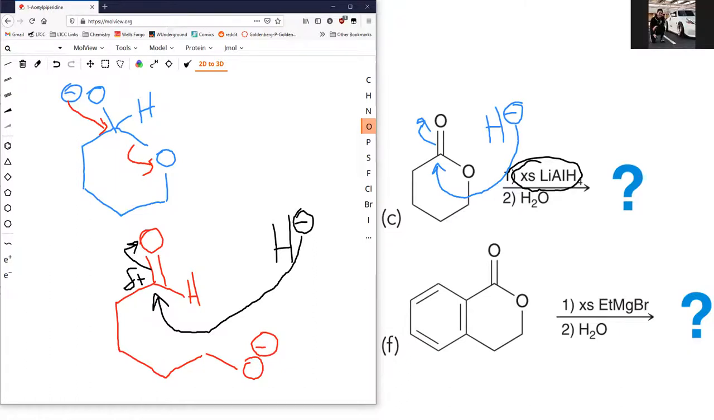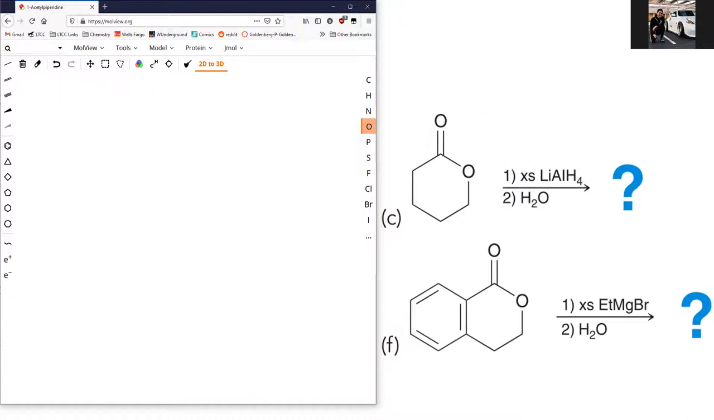All right. And then the mechanism would look exactly the same for F, just with an ethyl group coming in with a negative charge to be our nucleophile instead of a hydride. You'd have it come in, make a tetrahedral intermediate, and then you would break apart this bond here and reform the carbonyl, and then you have a second ethyl group coming in and doing it again. So when the first ethyl group comes in and attacks it, does it already eliminate the pi bond? Yeah, so it'll start by breaking the pi bond, and then it's going to reform the pi bond so that the oxygen doesn't have an extra pair of electrons.